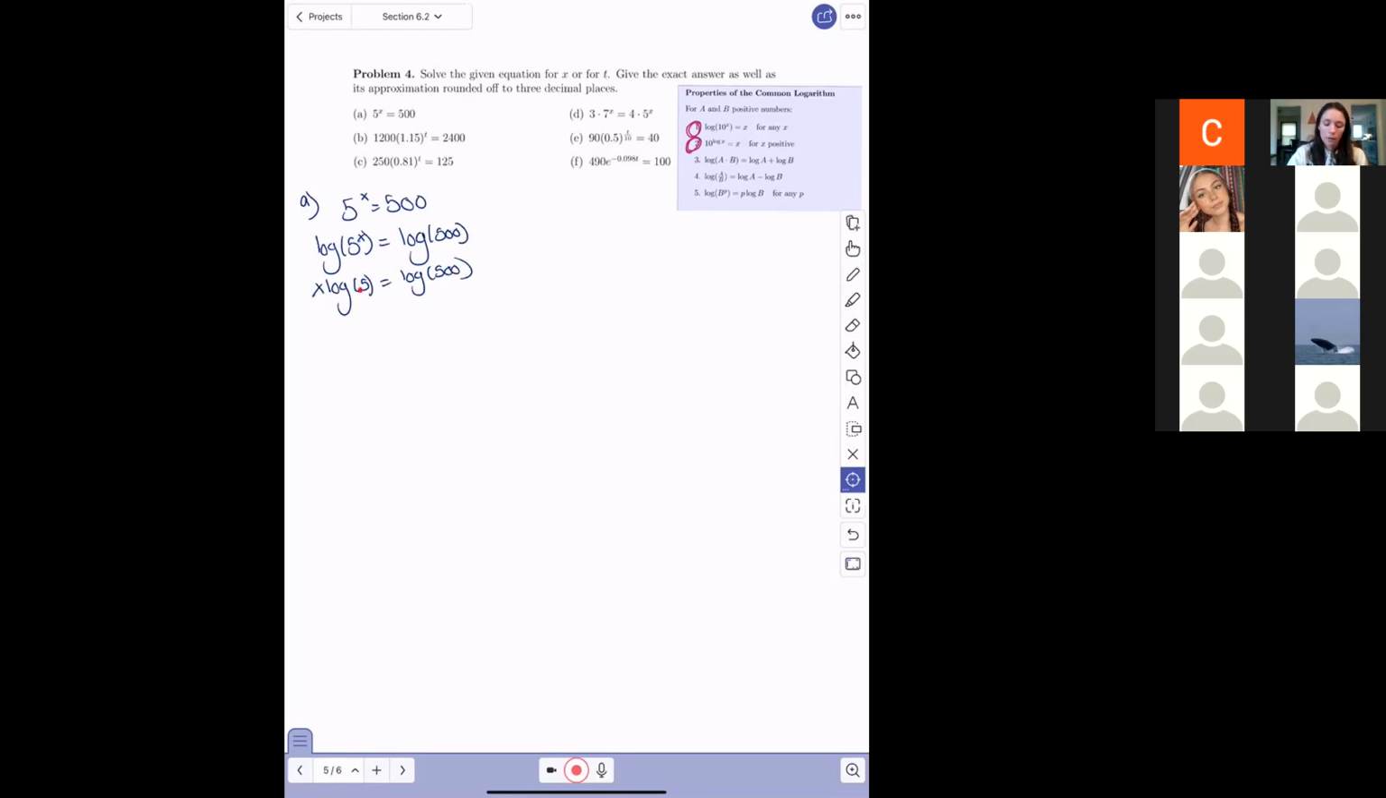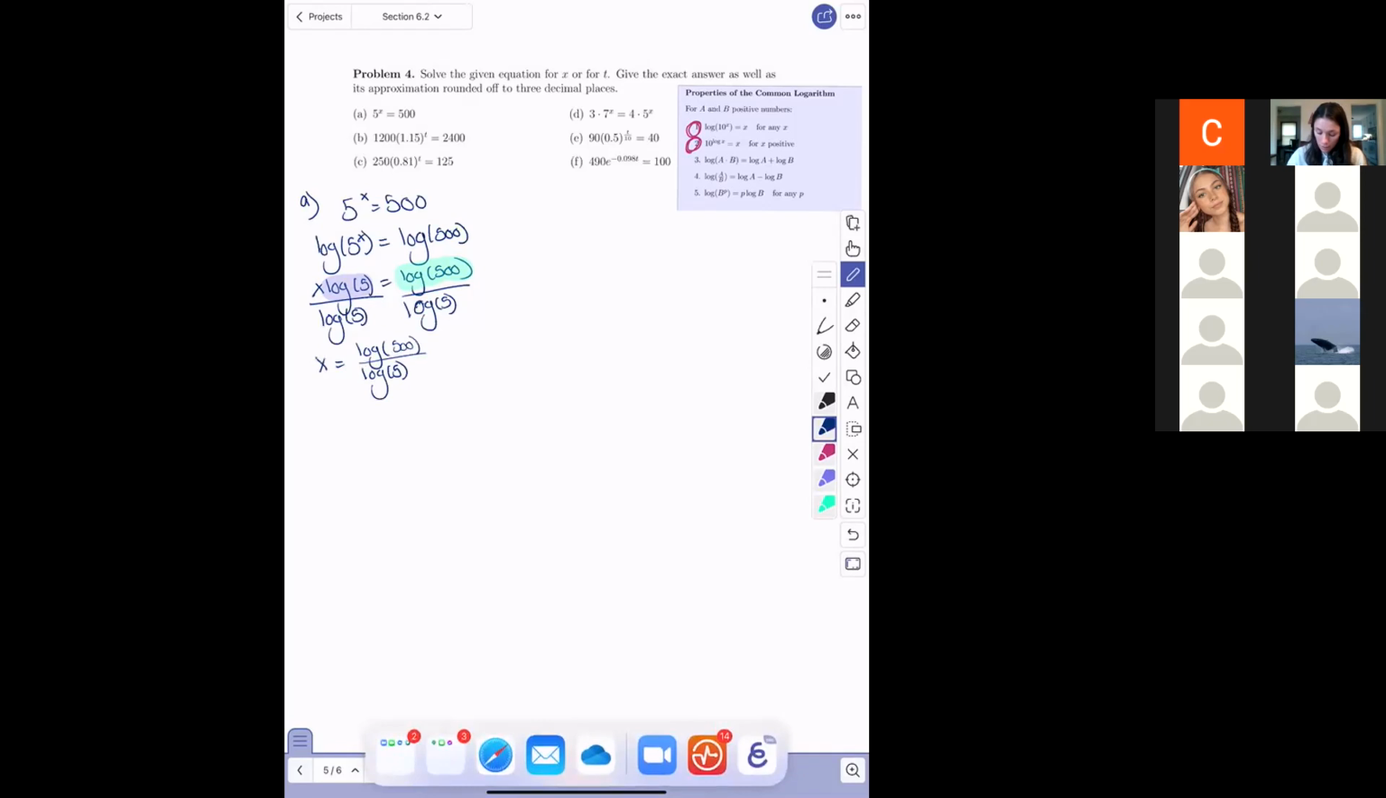And then we have the logarithm of 5 and log of 500. But remember, those are just numbers. So we're just going to treat them each as one unit. If it makes you feel better, highlight this in one color and this in another color, just to emphasize that they're two separate numbers. They're nothing to trip you up. Now we'll divide each side by log of 5. And we'll get x equals log of 500 divided by log of 5.